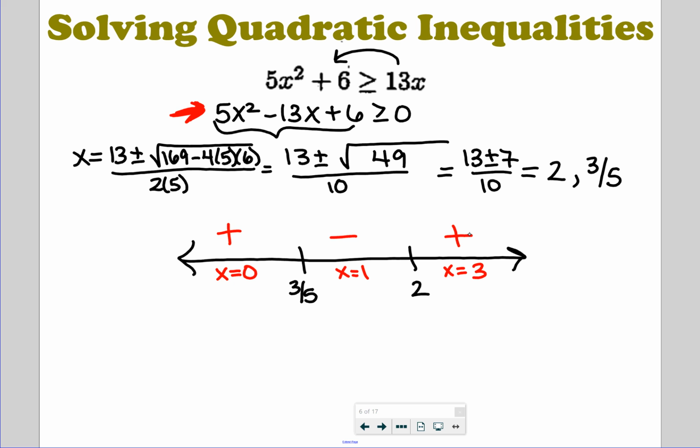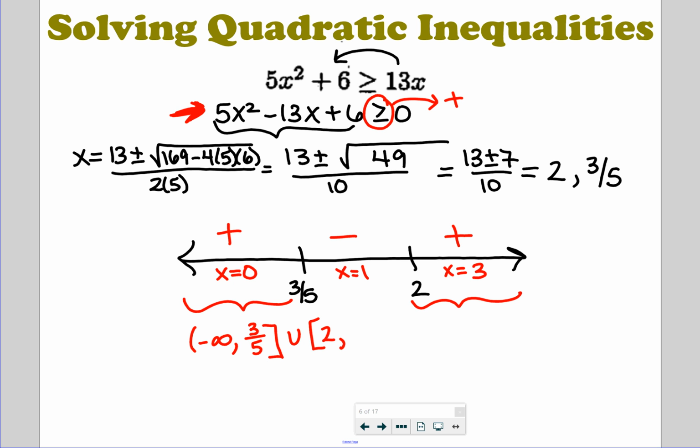And it looks like in the last few problems we've gotten kind of the same pattern over and over again. That is not necessarily always the case, so don't make a rule of that. Here we are looking for when this quadratic is greater than or equal to 0. We're looking always where it's compared to 0. So here we're looking for the positive values, which are here and here. Because it's greater than or equal to, we include our breaking points in our answer. So negative infinity to 3/5, with a bracket, and then 2 to infinity, 2 also has a bracket.